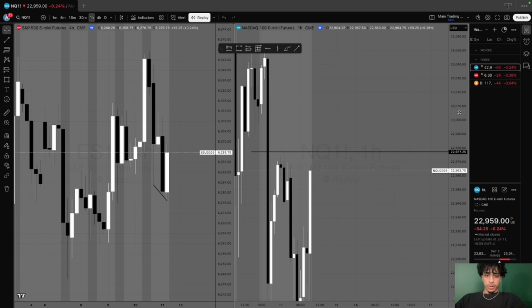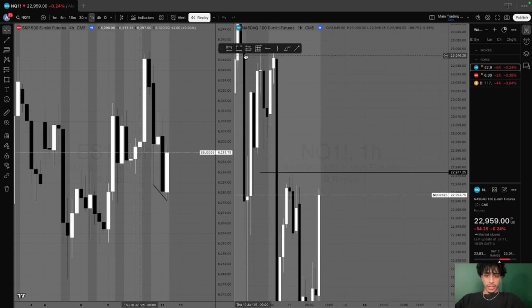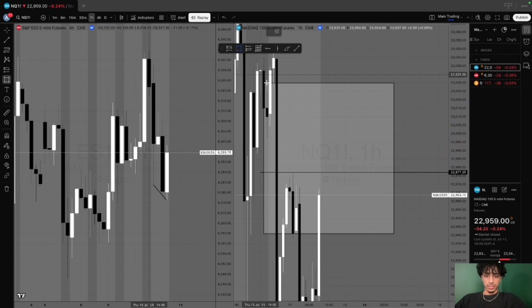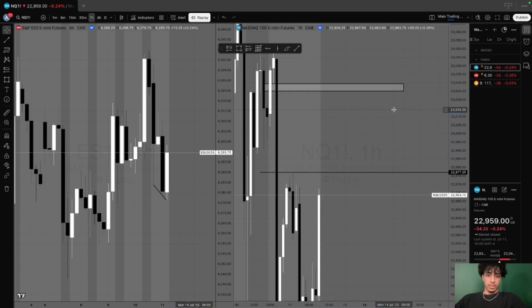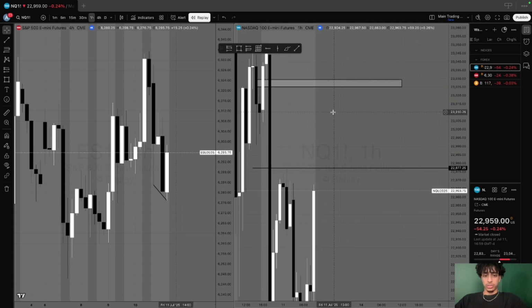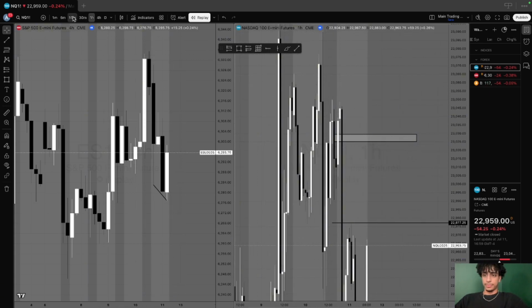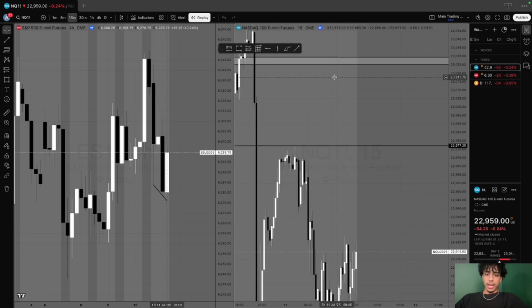This 1 hour BPR, which is two overlapping fair value gaps, a balanced price range. This is the first fair value gap, and this is the second. So our double overlapping range is our BPR. And the BPR is a stronger draw on liquidity than just a fair value gap. But I actually did not have this. No, I did.